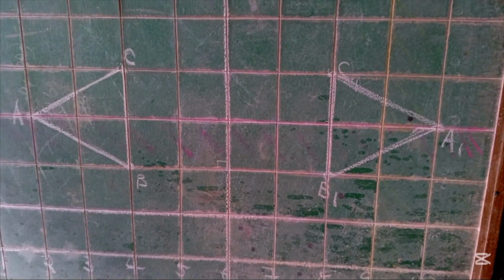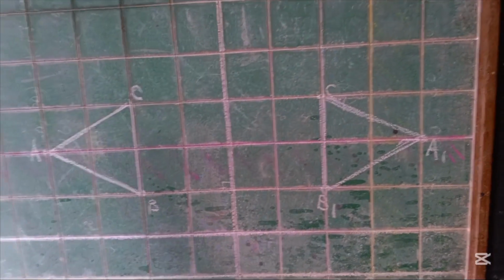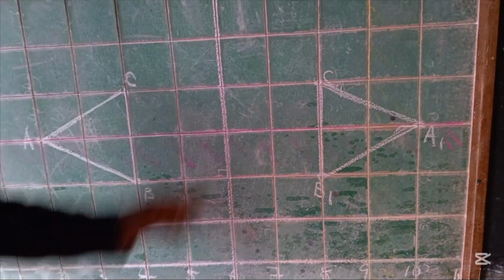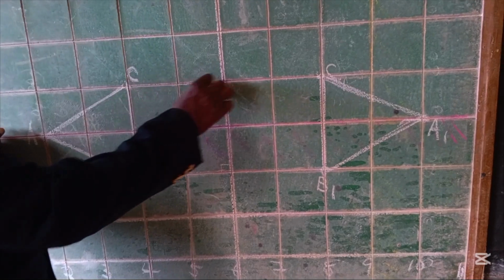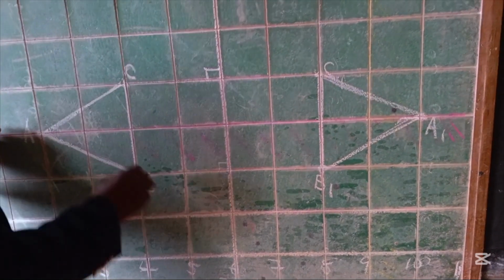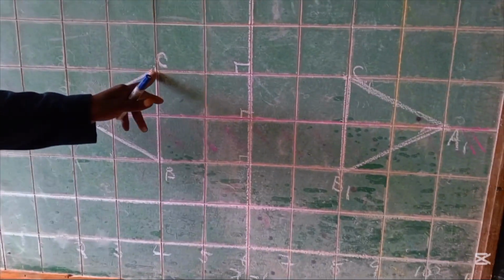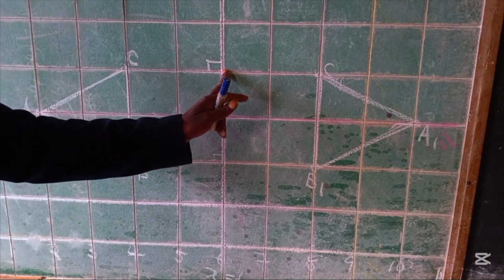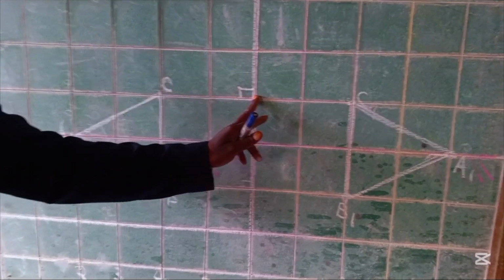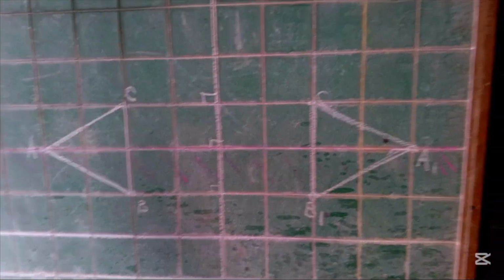What did I say? When you are reflecting an object in a mirror, first of all you establish the mirror line. In this case our mirror line is x equals 6, and every object reflects at 90 degrees. So this one creates 90 degrees with the mirror, and even here it creates 90 degrees with the mirror. The distance from the object to the mirror should be reflected inside the mirror also. For example, here there are 1, 2, and inside 1, 2, that is C1. That's how it is reflected.